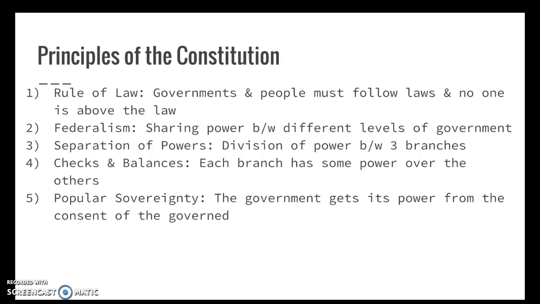And then popular sovereignty, remember, popular means people, sovereignty means rule, but it means people have the right to rule themselves. So popular sovereignty is the idea that the government gets its power from the consent of the governed. Remember, consent means approval, permission. So the government has no power unless the people give them their permission to rule over them.